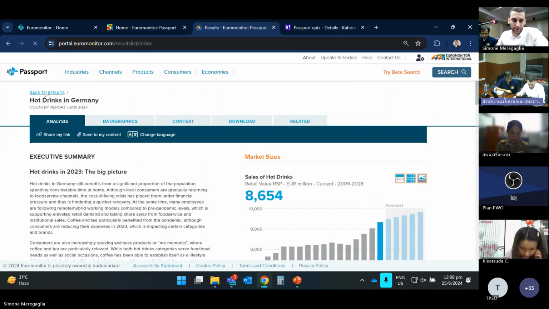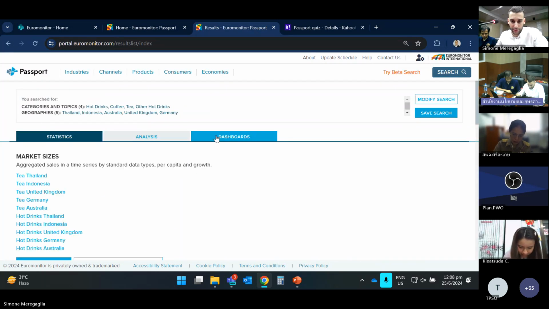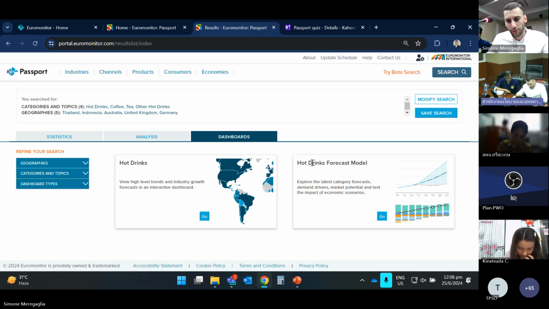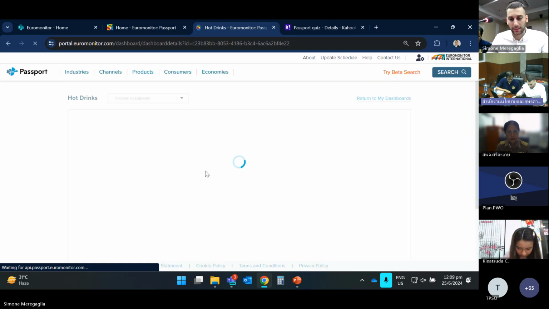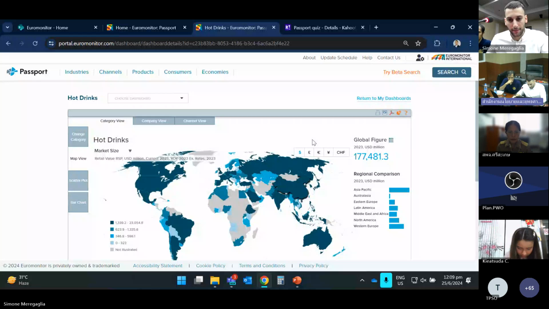So I click on back to results, and I'm going to go into the dashboard part. In dashboard, I will click on hot drinks. You see here there is a forecast model. I'm not going to go into it because MOC doesn't have access to this, but I will click into hot drinks. This dashboard that I'm showing you, you have access to it. So I want you to leverage it as much as you can.